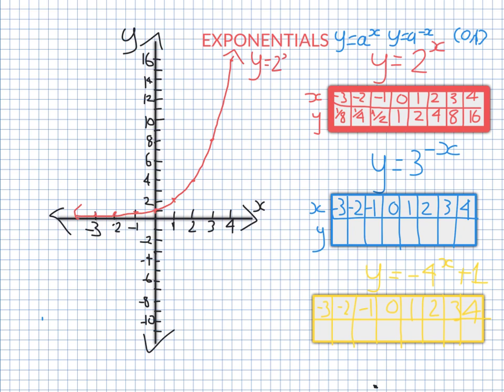If you change the value of a, it just makes it steeper. y equals 3 to the power of x would also go through this point here. It would also have a y-intercept of 1. It would be steeper, though. It would get big quicker, faster.